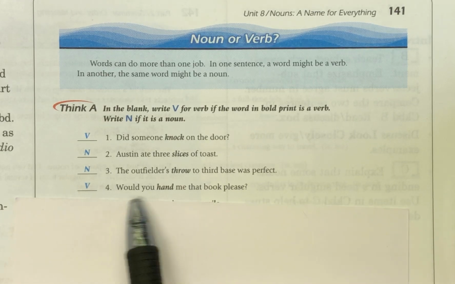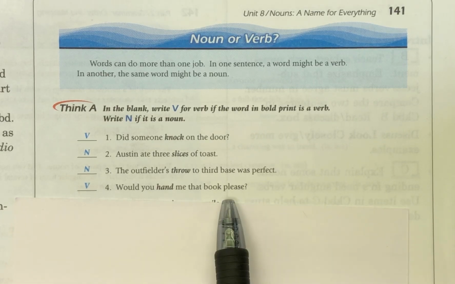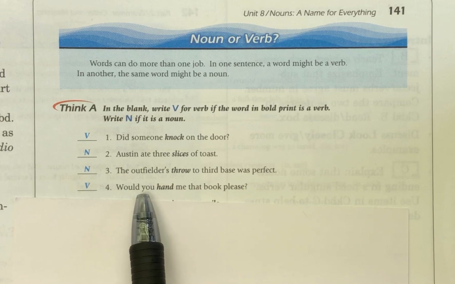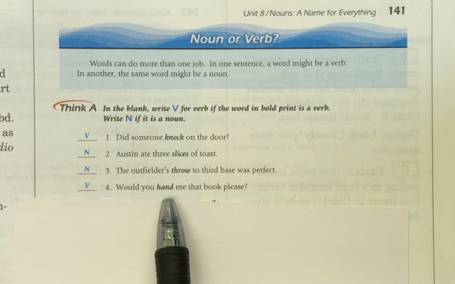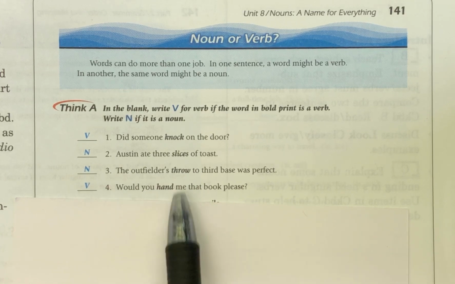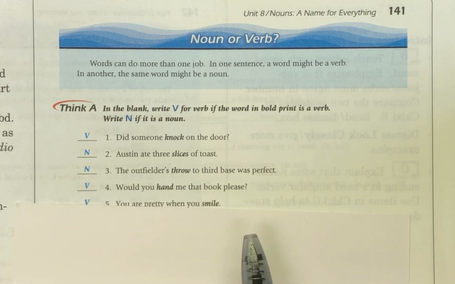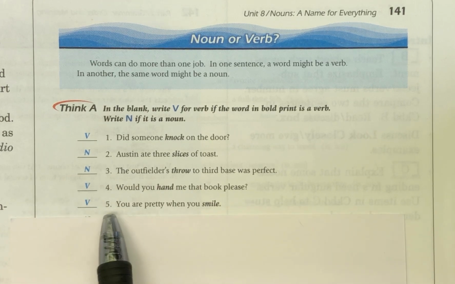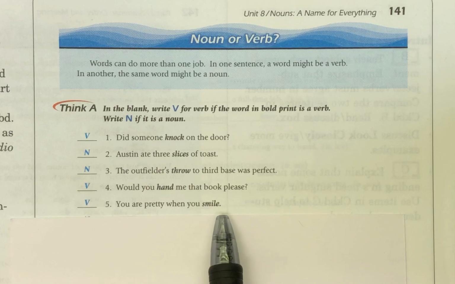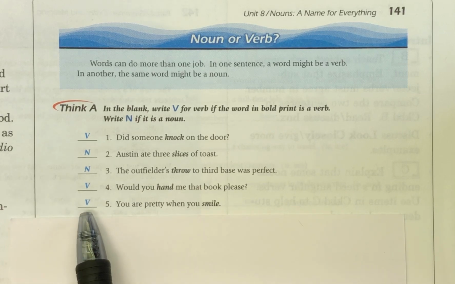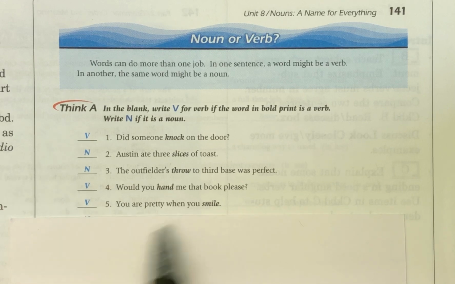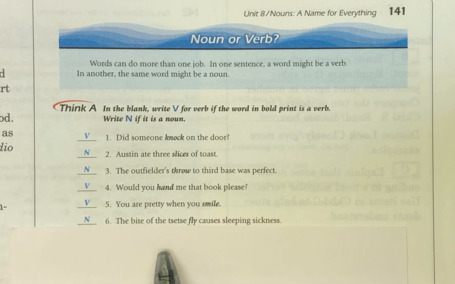Here we have another one. Would you hand me the book, please? Here you have your subject, you. So you would hand me that book. So hand here is being used as a verb. And as we work through our sentences, number 5, you are pretty when you smile. Smile here is being used as a verb, though it can be written as a noun, which we'll get into at the bottom of the page.